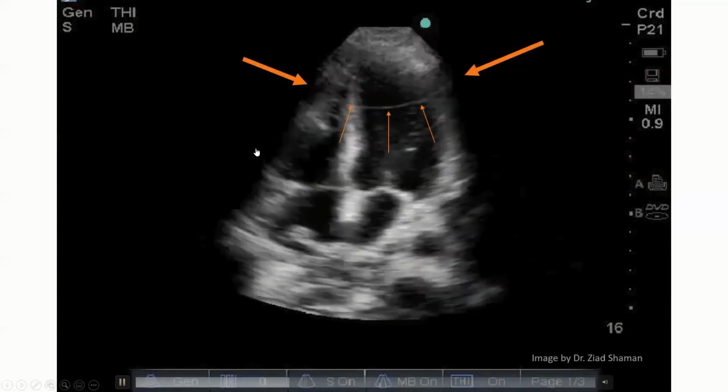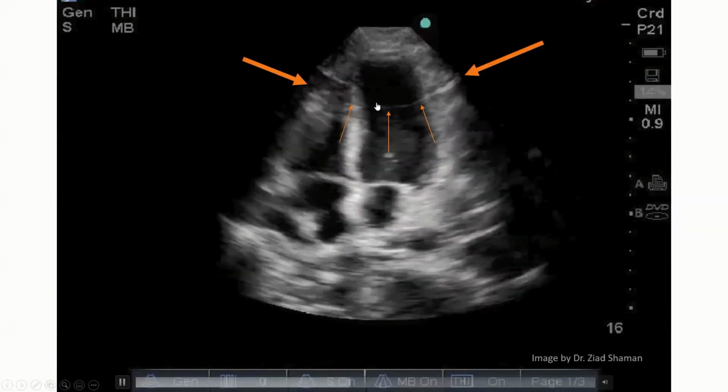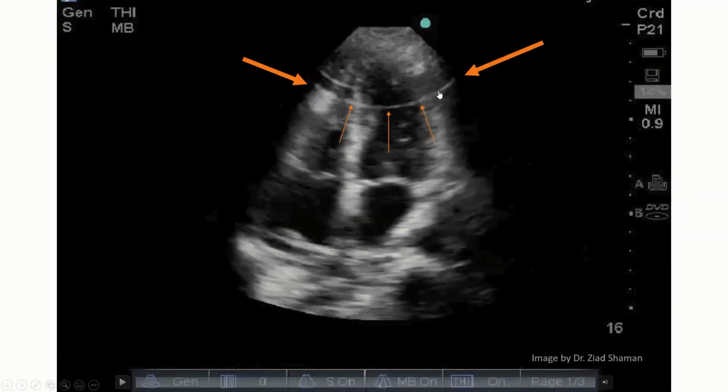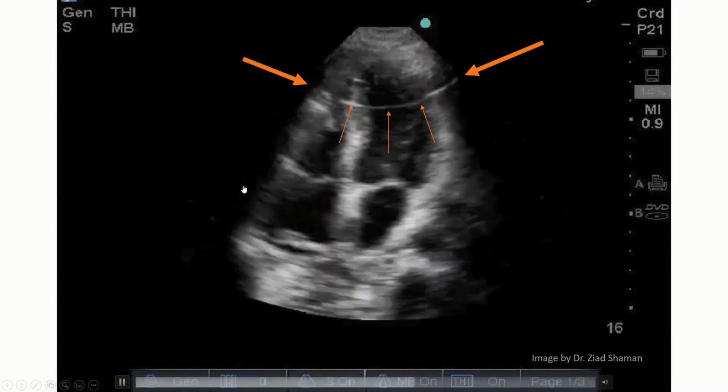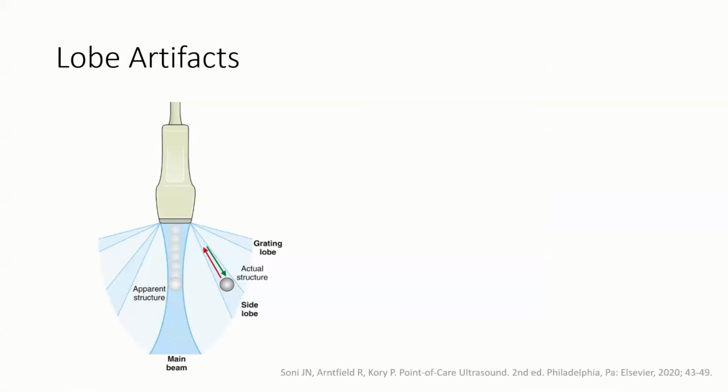And then this is also another example. We can see these high echoic lines not explained by anatomy. So this is an example of side lobe artifact as well. As I mentioned, there are three ultrasound beams: main beam, side lobe, and grating lobe. If we have some structure here and the signal is strong enough, then the ultrasound machine recognizes that signal as coming from this actual imaging plane.